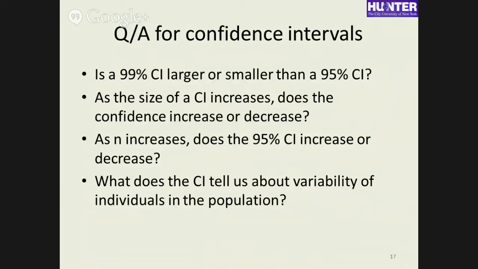Okay, so given a fixed confidence interval, the 95% confidence interval, if we increase n, will that interval get larger or smaller? Smaller, yeah, because your standard error will get smaller, your margin of error will get smaller. Yeah. And what does the confidence interval tell us about variability of individuals in the population?